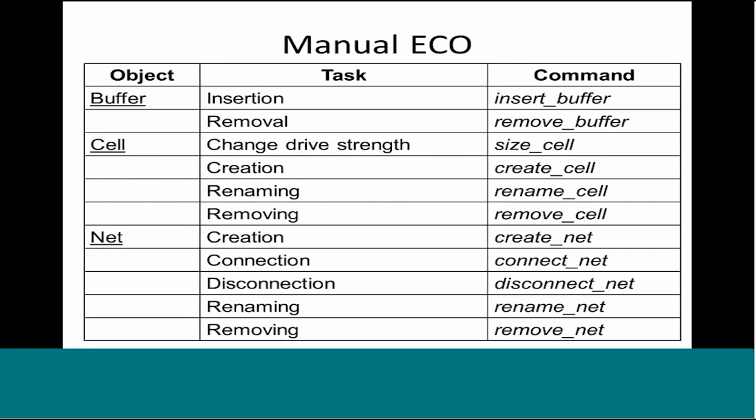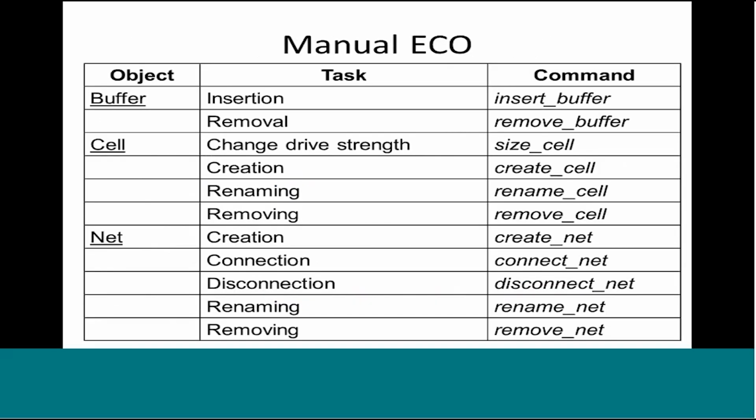So this is a set of commands. The object here is a buffer. You can add a buffer to solve the hold problem. You can remove a buffer to solve the setup problem. You can change the drive strength of a cell, which is called size cell. You can even create a new instance of a particular cell. You can rename or remove a cell. You can create a net. You can connect a net. These commands are similar to the netlist editing commands in DC, but the idea here is to analyze the timing.